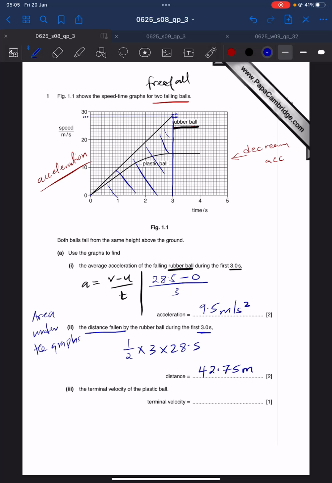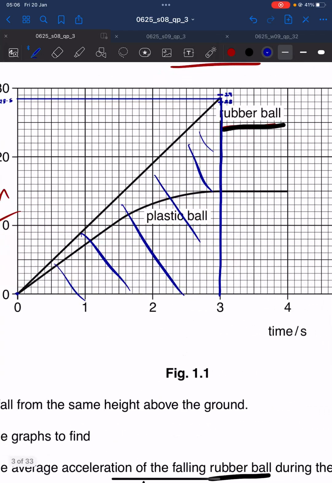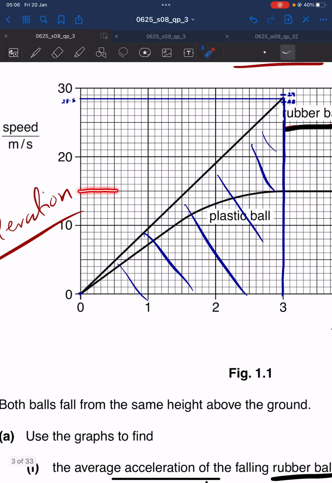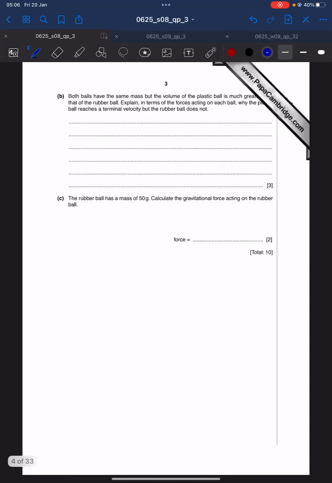The terminal velocity of the plastic ball. Now the terminal velocity is a constant speed that is achieved by something that is falling. So the terminal velocity definitely is this, the constant speed. This is what we call the terminal velocity. You go check that بتلقاه واقع في بين 10 و 20 which is 15 meters per second. So the terminal velocity is 15 meters per second. That was really easy.